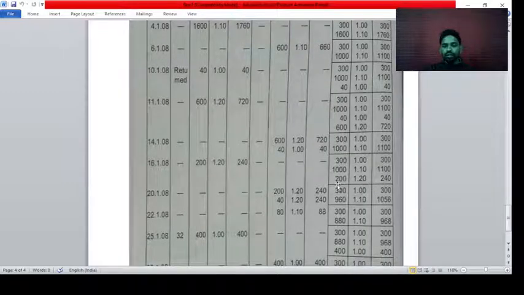Take it from the last lot, which is the 200. Take these 200 units at the rate of 1.20, total amount is 240. Still 40 units we require, so these 40 units we have to take from this 1000 units, at the rate of 1.10, the total amount will be 44.